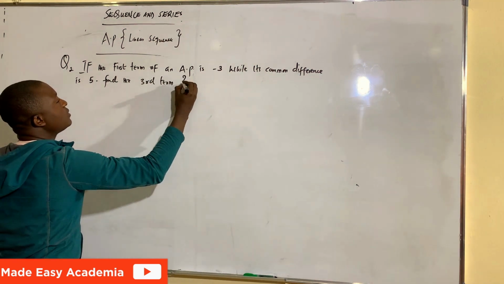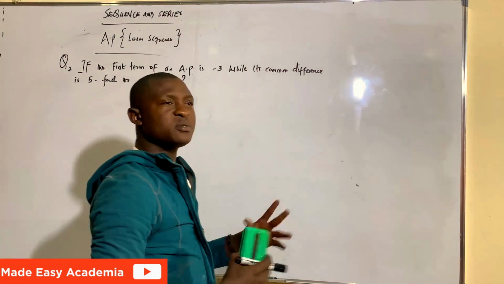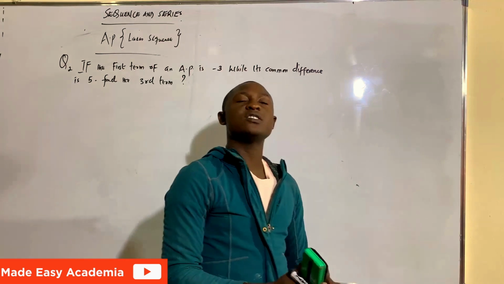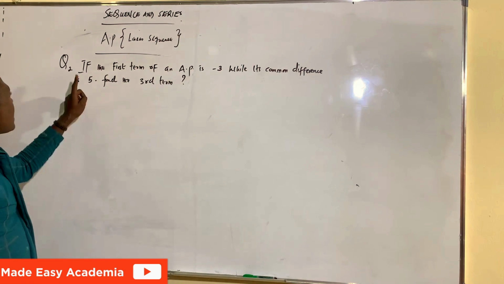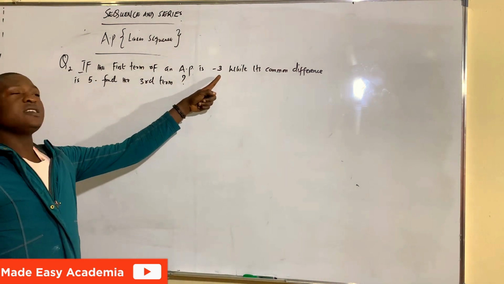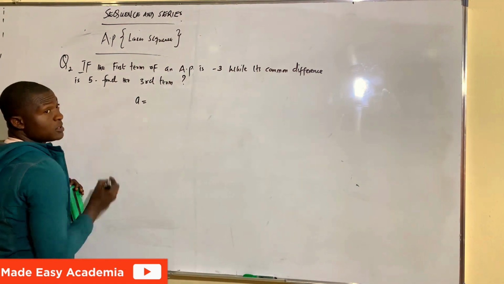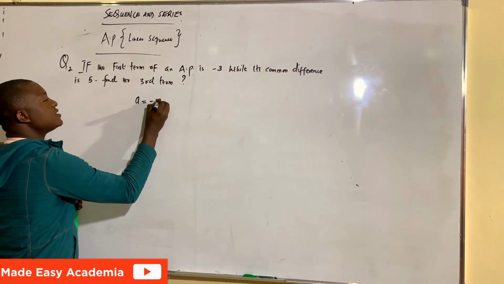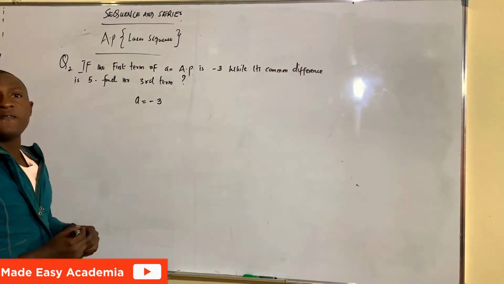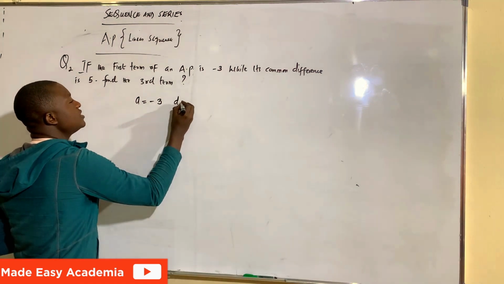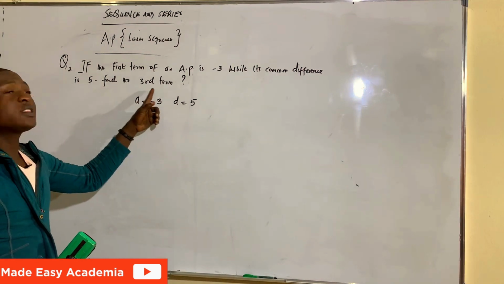If you look at this problem, you can see we are given it in the form of a word problem. But it's very simple and straightforward. We follow the same process. We bring out the given data, then we apply our formula. If the first term of an AP is minus 3, remember A is simply the first term. So A is minus 3, while its common difference is 5, meaning D equals 5. They now said find the third term.